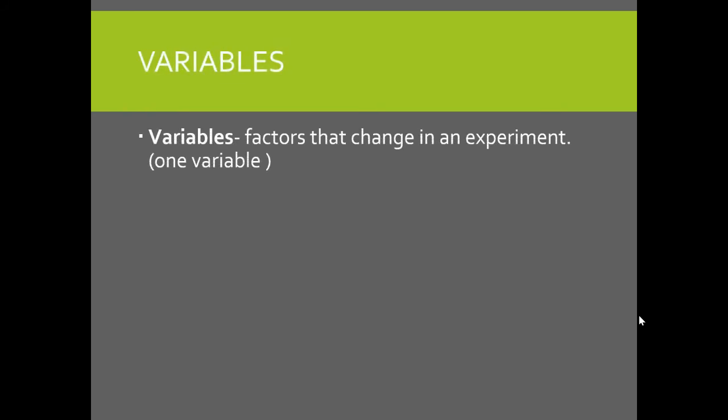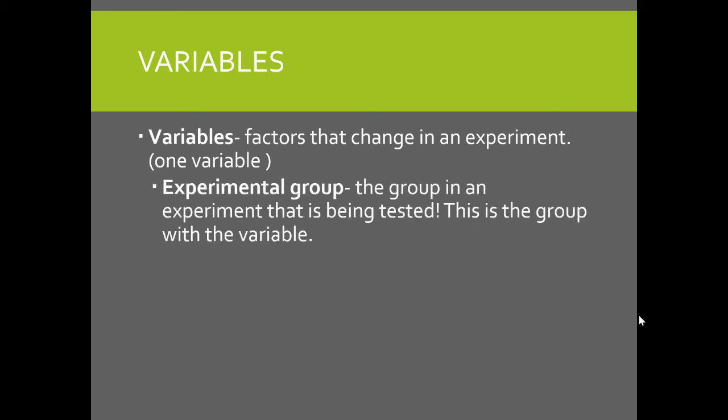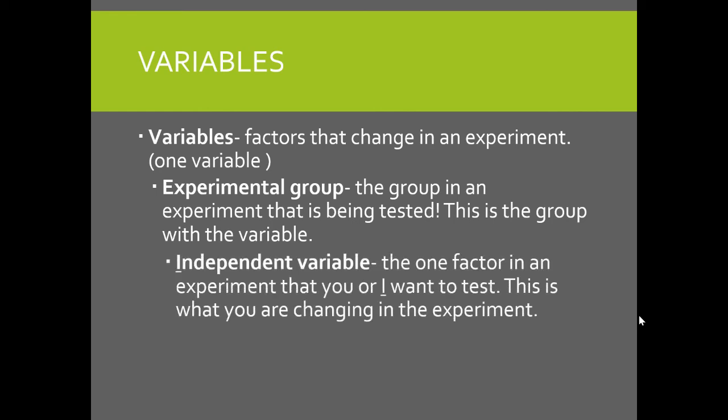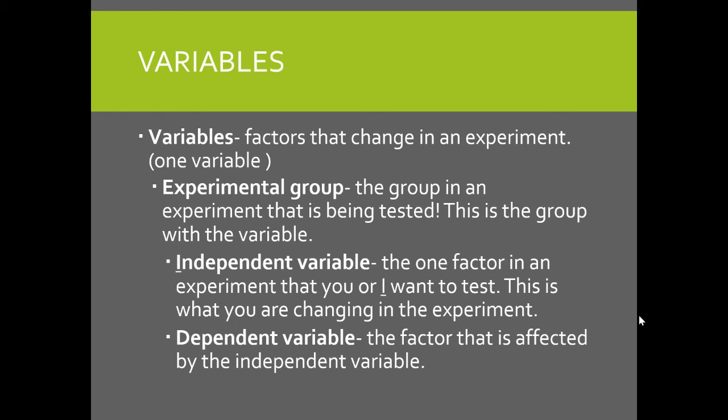So, summing up what a variable is, these factors can change in the experiment. We only want to test one. You get an experimental group. The group is the experiment, and the control is not the experiment. The experimental group contains its own independent variable. That's the one factor in the experiment that I want to test. I for independent. This is what I'm changing in the experiment. Dependent variables, guys, it's a factor that's affected by the independent.